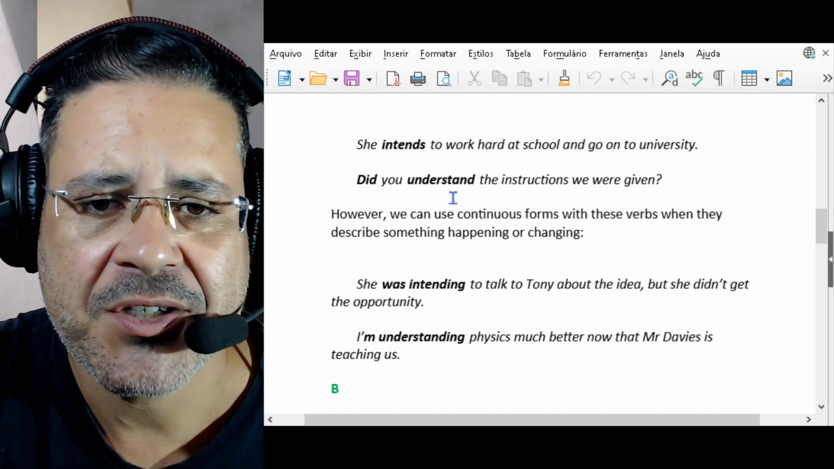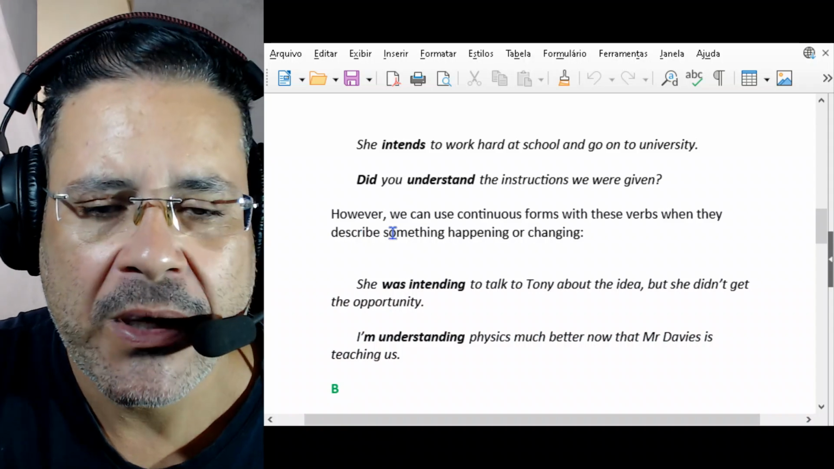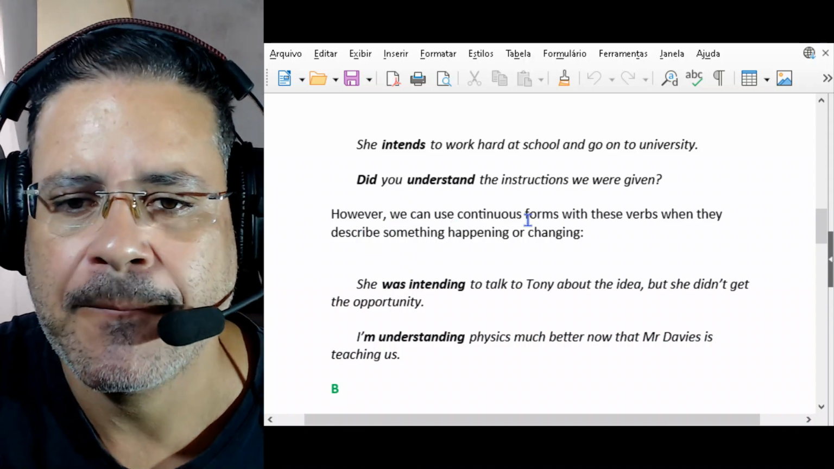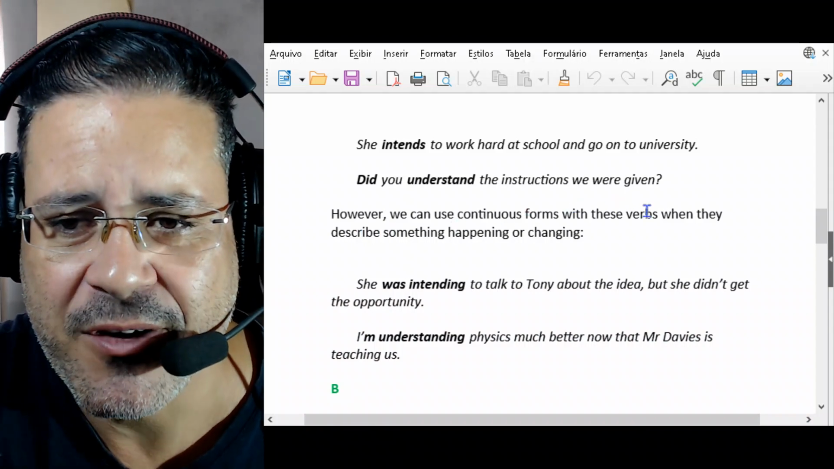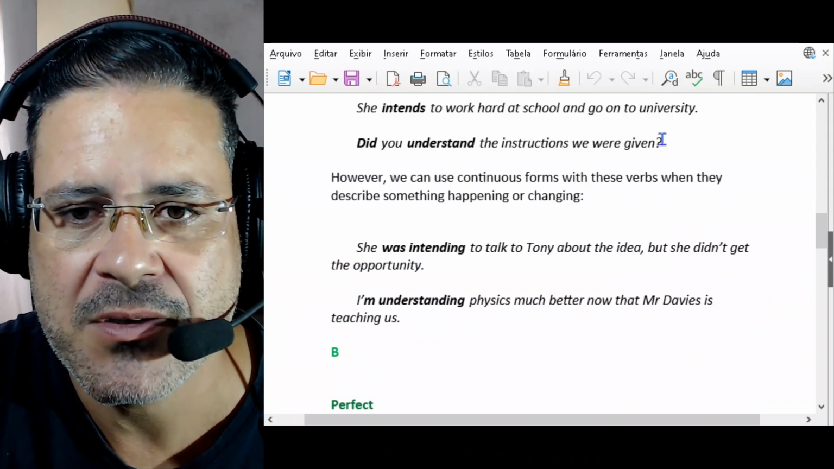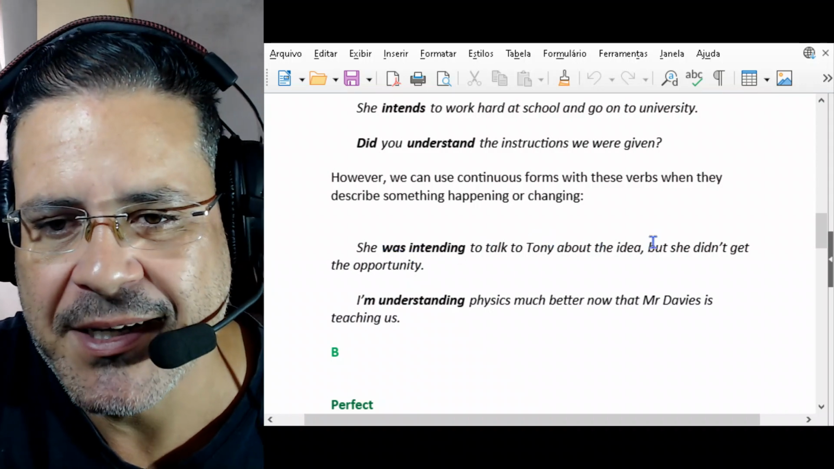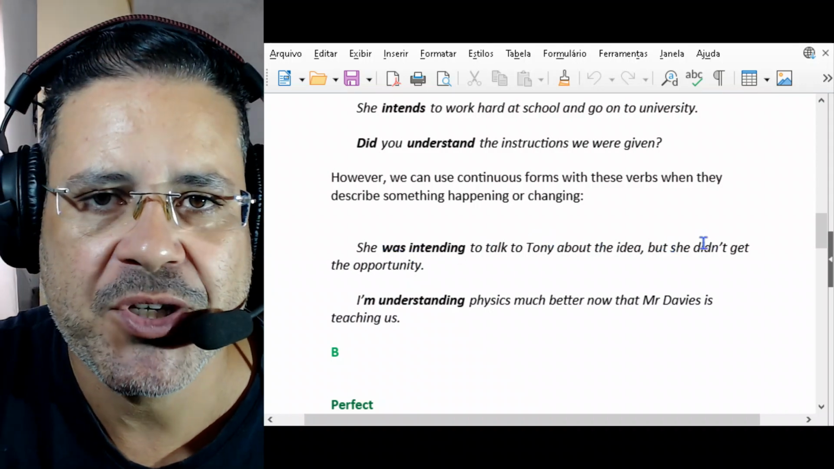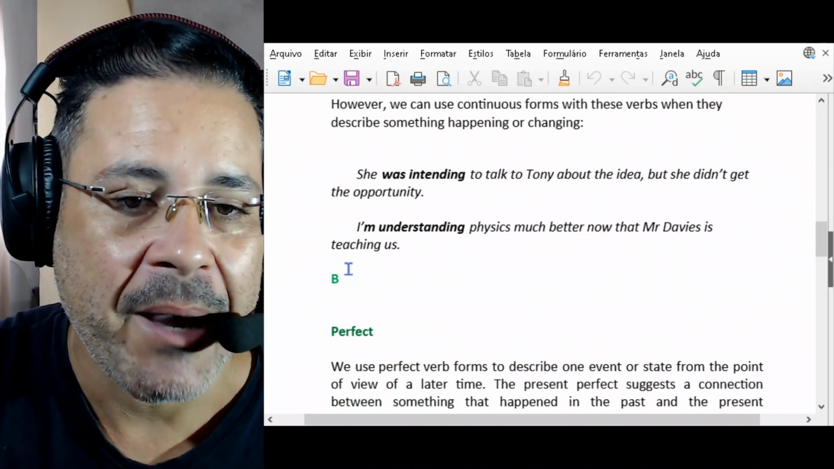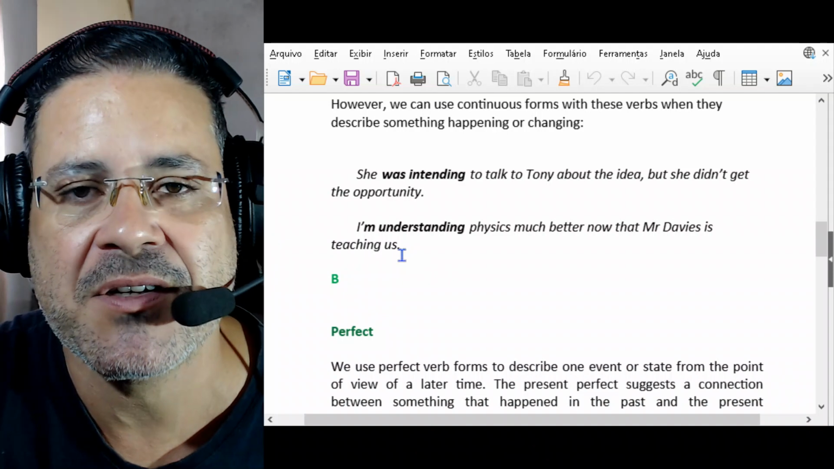Did you understand the instructions we were given? However, we can use continuous forms with these verbs when they describe something happening or changing. For example, she was intending to talk to Tony about the idea, but she didn't get the opportunity. Or, I'm understanding physics much better now that Mr. Davis is teaching us.